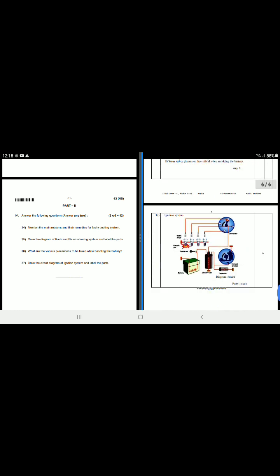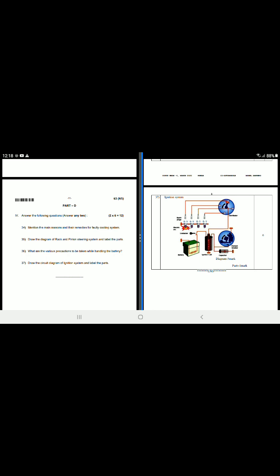Then 37th question, draw the circuit diagram of ignition system and label the parts. So you have to draw it and label the parts. This is the diagram that you have to draw and you have to label it.